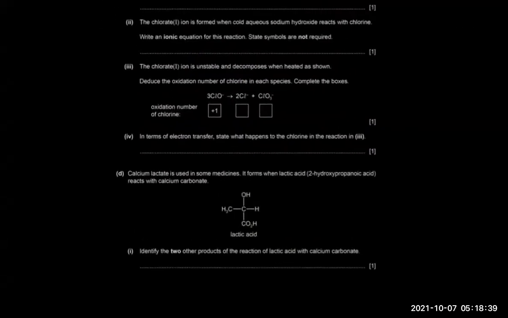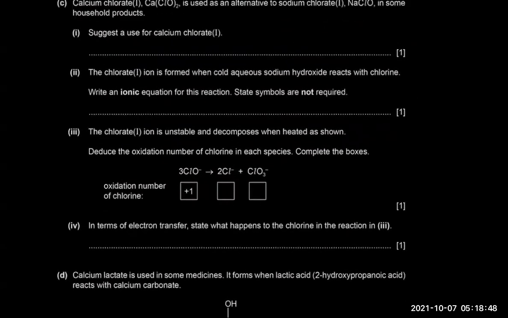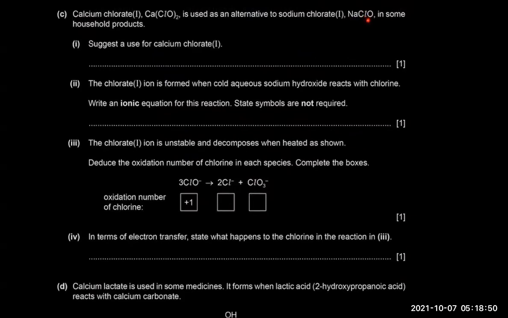Next question. Calcium chlorate is used as an alternative to sodium chlorate in some household products. Suggest a use for calcium chlorate. What do we normally use chlorates for? Bleach in household products. So if we're substituting it, we can also use it for bleach.